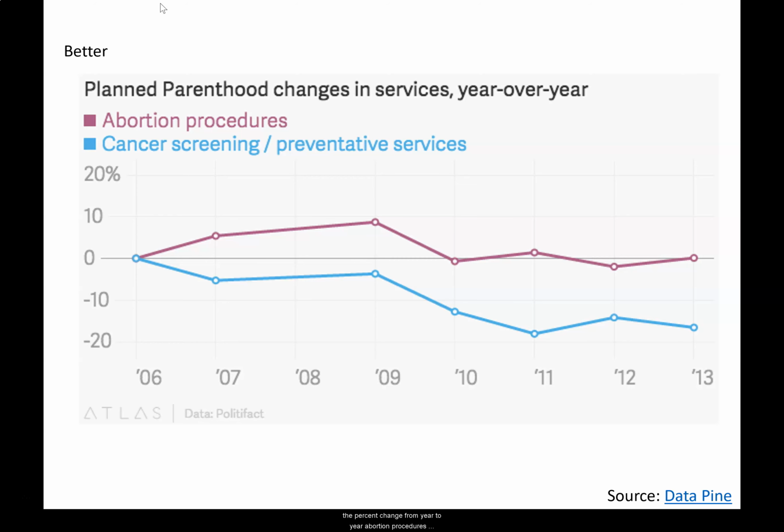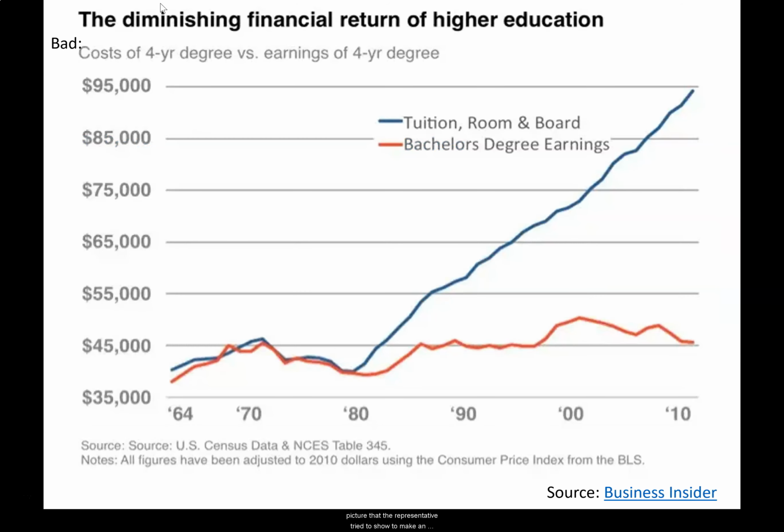Abortion procedures in purple initially increased to 2009. Pretty much in 2013, there wasn't much of a change at all. This graph does show that the cancer screenings and preventative services have gone down. This graph gives us a better comparison of what's happening than that original picture that the representative tried to show to make his point. Another example of a misleading graph.